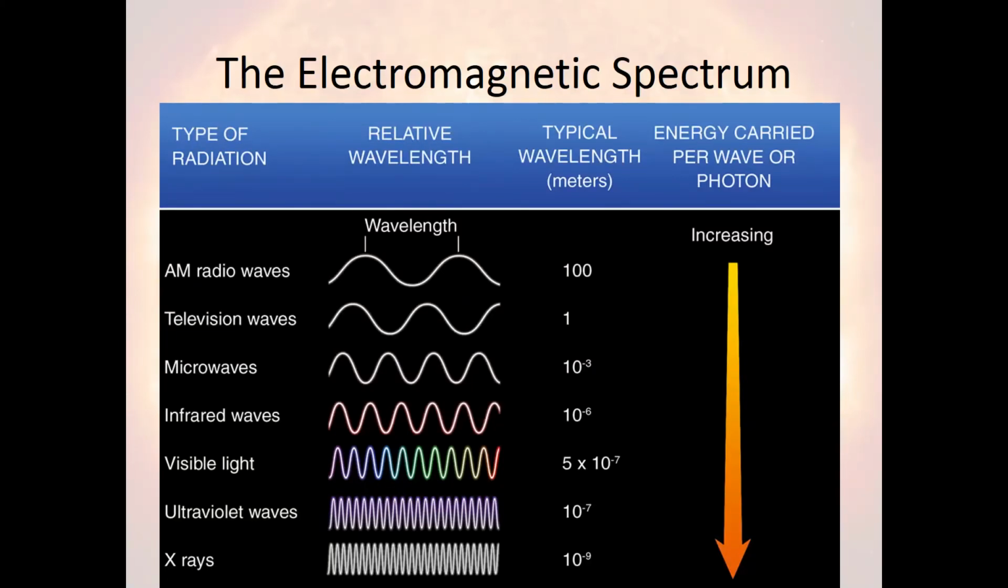And then in between, we have things such as microwaves, which are a special wavelength that water is sensitive to, infrared waves, and then visible light. So yes, believe it or not, all the colors you're seeing, including the ones on this screen, are actually radiation.